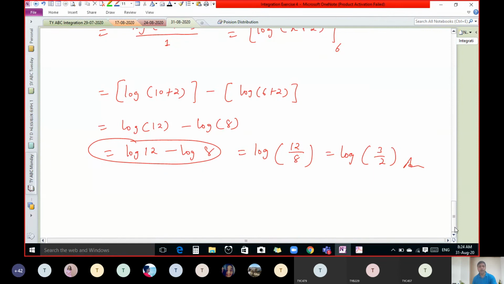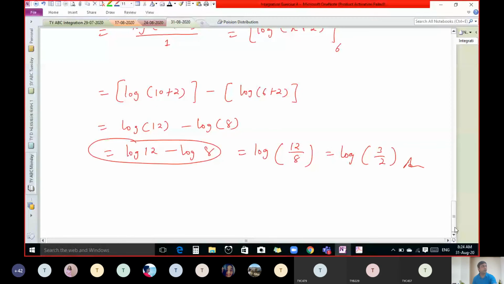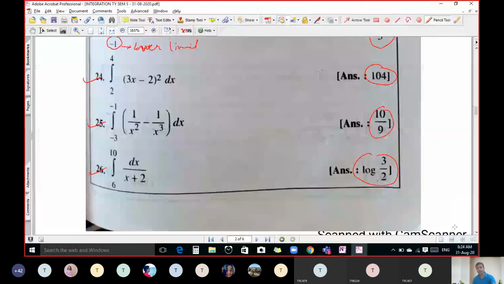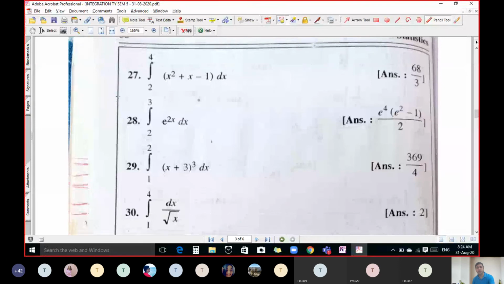Any of you have any problem now in this question? Question number 26. Any doubt to anybody? Okay, let us continue. Consider this is your homework. This one, homework. This one, homework.